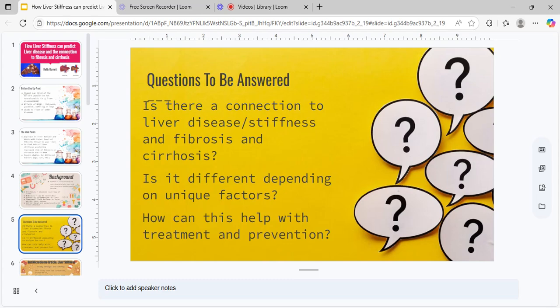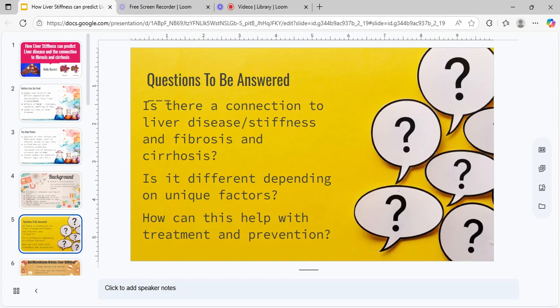Also, is it different depending on unique factors? What I mean by that is, does age have a role in whether it's related to liver stiffness, or the type of treatment you can do for liver disease and liver stiffness and fibrosis? Also, whether we're male or female. Again, the symptoms of fibrosis were different for men and women, so I wonder if the treatments could be different for men and women.